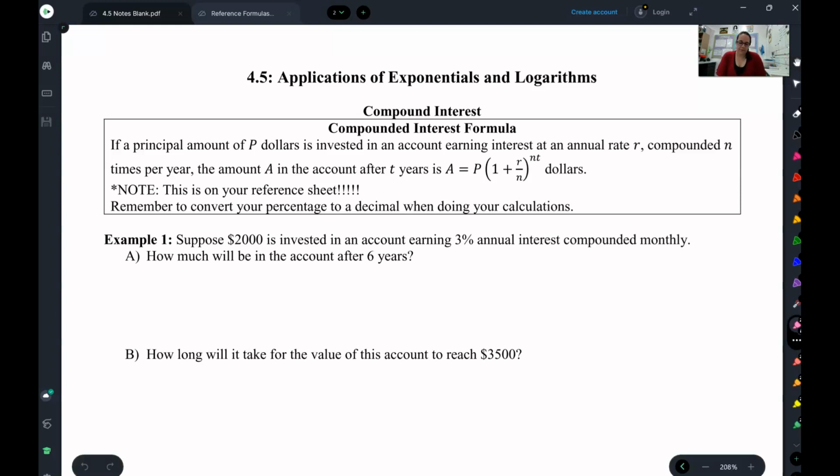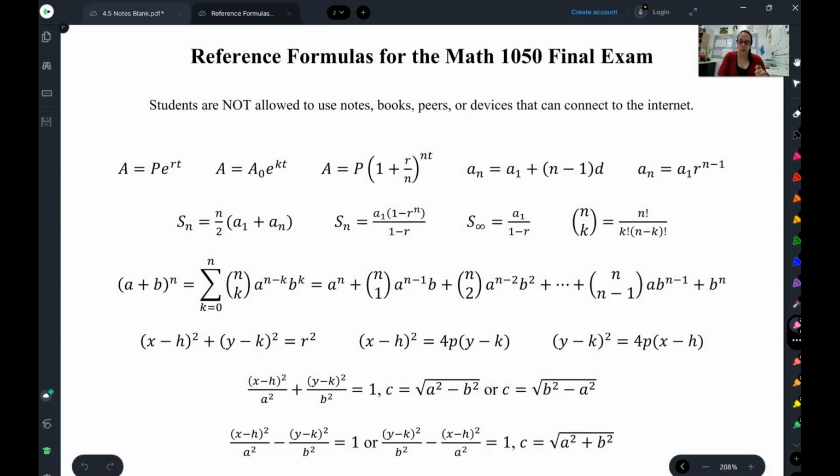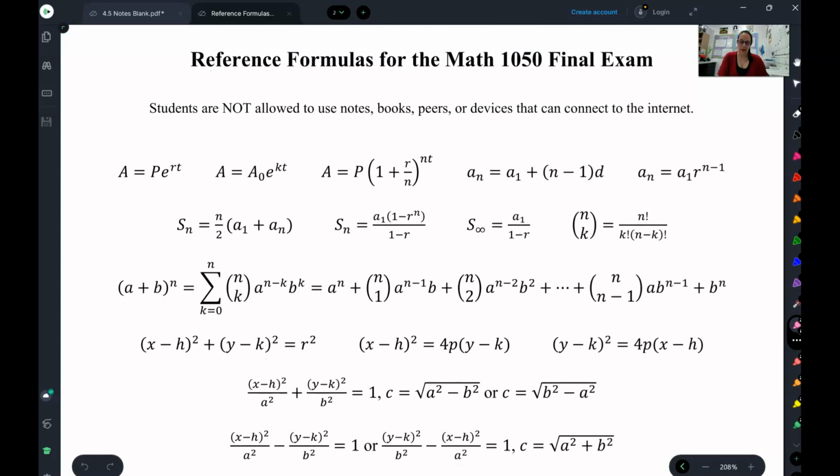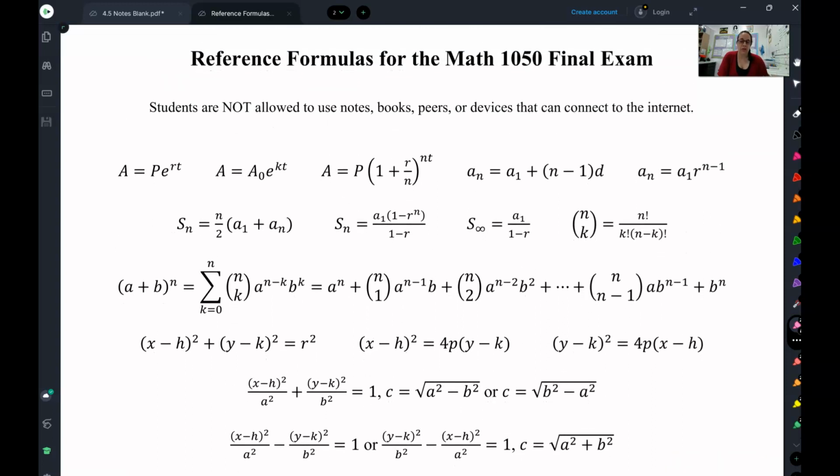Let me give you an example. Here is our first equation, right here. And you will note it has this right here. This is on your reference sheet. You may have noticed that on the back of the front cover of your textbook, we have this paper. This reference sheet is the exact piece of paper that will be given to you during your 1050 final. So all the equations on this paper you don't need to memorize. There are a lot of things in 1050 you do, but these equations you do not. They will be given to you.